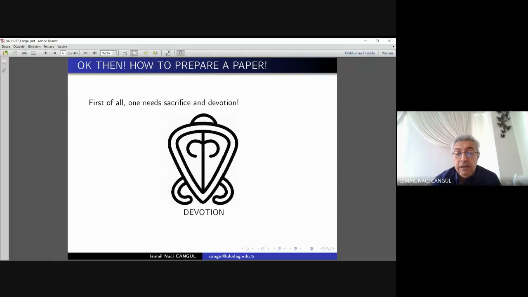All right? So how to prepare a paper then? First of all, we need sacrifice from our family, from our private time, from our friends, all right? And also we must be devoted to do it. Otherwise, it's not possible. These are the first necessities. Devotion, as symbolized with this symbol, is very important.